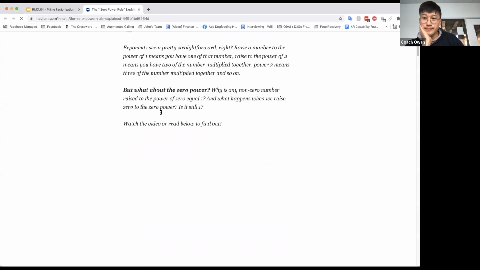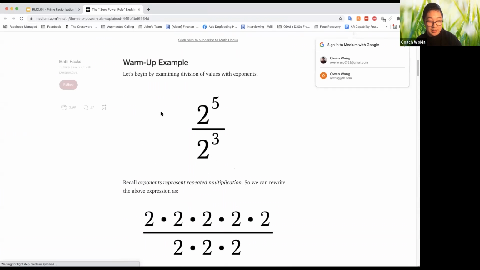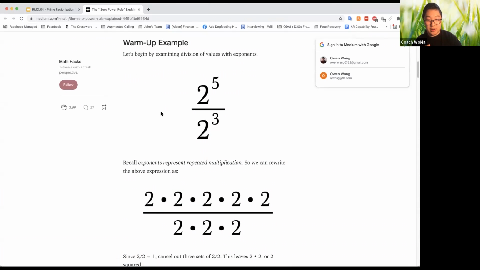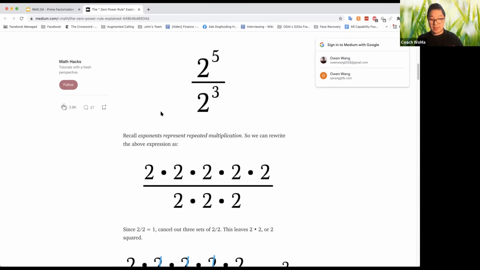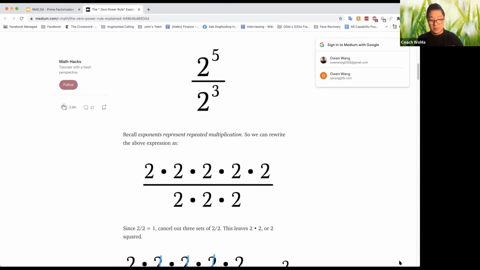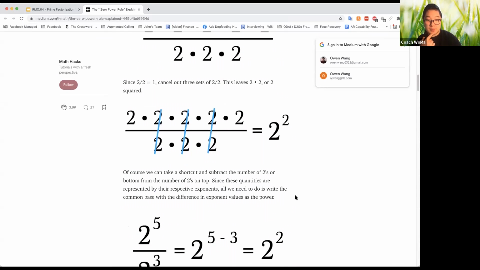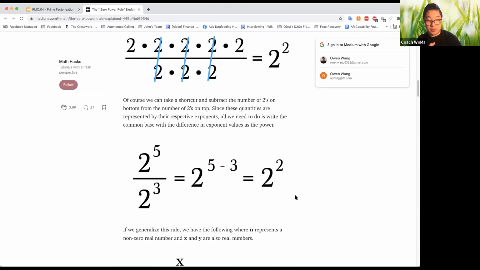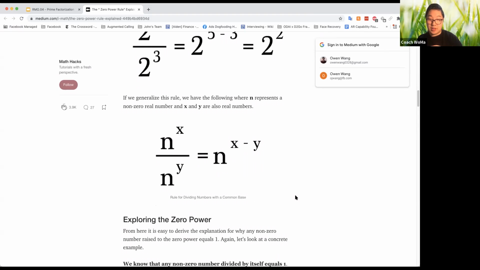Here you go. So this is exactly what Alrisha said. You have 2 to the 5th over 2 to the 3rd. This is just showing that you subtract the exponents. So you have 5 2's at the top, 3 2's at the bottom. You can cancel out each of the 2's and you get 2 squared. So in general, the rule is if you have 2 exponents, dividing is the same as subtracting. So 2 to the 5th over 2 to the 3rd is 2 to the 5 minus 3, which is just 2 squared.